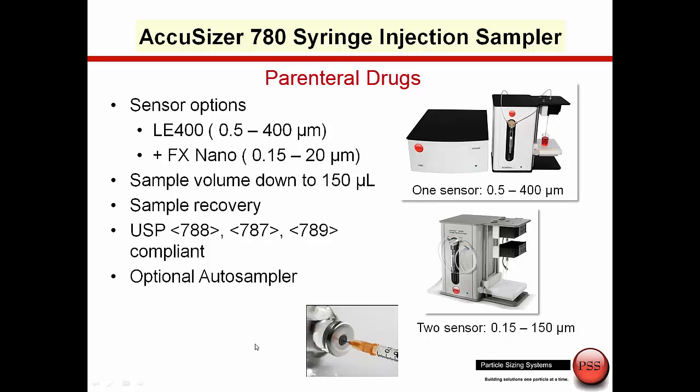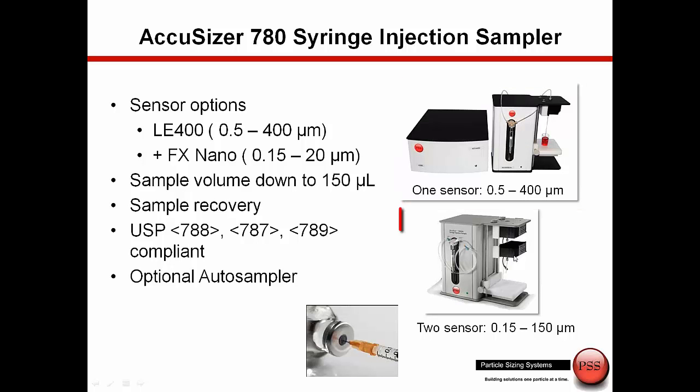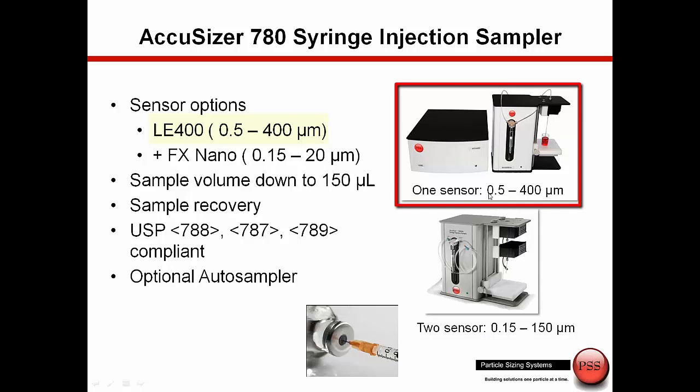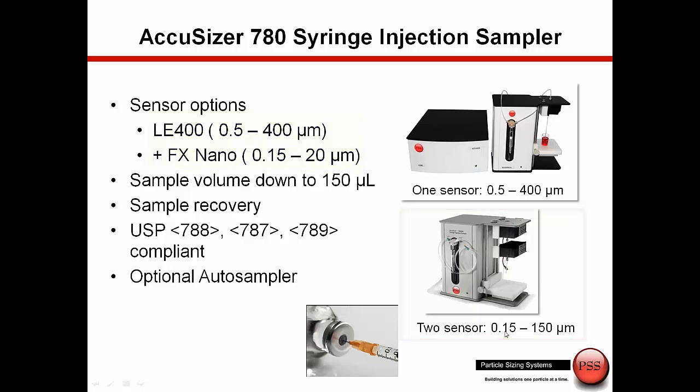Parenteral drugs are drugs that are introduced into the venous system of the patient. So these are injected into you, and we want to make sure that there are very few contamination particles in these drugs. Here we use the AccuSizer SIS system, which is a syringe sampler, and we can either configure it with a single sensor or with 2 sensors. In the single sensor configuration, we use the LE400 sensor, which measures from 0.5 to 400 microns. Or if we use 2 sensors, then we can measure a very wide dynamic range of down to 0.15, which is 150 nanometers, up to 150 microns.